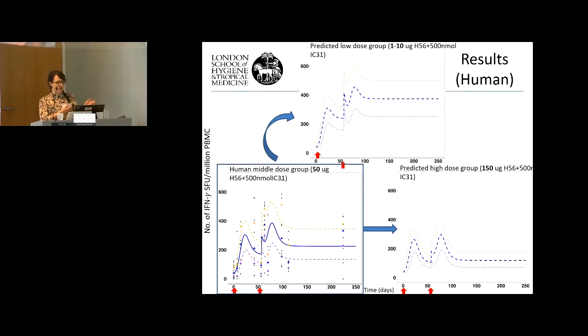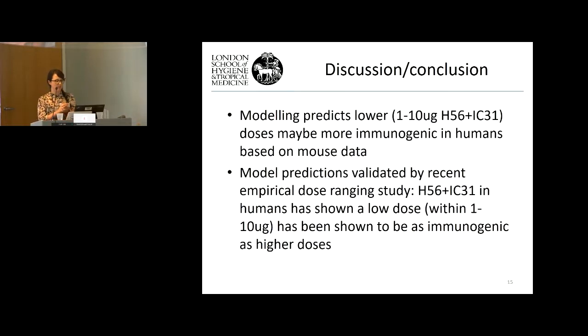So you can see from looking at this that the low dose group response overall is higher, and so we concluded that a dose of 1 to 10 micrograms in humans may be more immunogenic based purely just on the mouse data. Alongside, when we finished this modelling, the dose optimization empirical trial came out, and they found that the lowest dose that they tried was as immunogenic as the highest doses, and that fell within our range of 1 to 10 micrograms. So that was a good validation of what we'd found using the modelling.